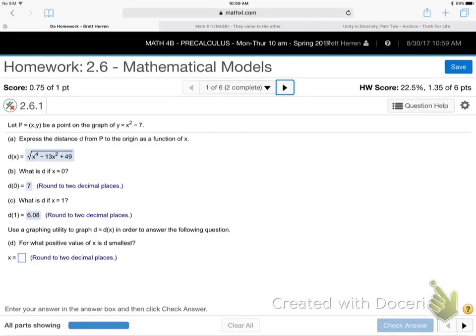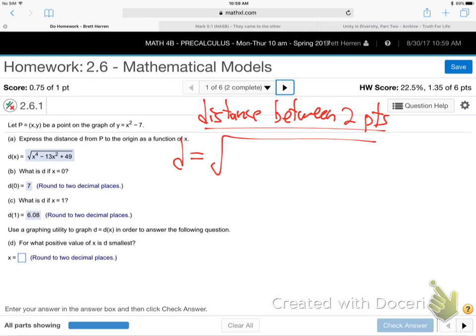Last section that's on the test, math models. So how do we express the distance? Do you guys remember the distance formula from your algebra days? The distance between 2 points, I mean? Yeah, it's got a big square root in it. Distance between 2 points: square root of x1 minus x2 squared plus y1 minus y2 squared. Remember that thing? All right, that's what we got to use.